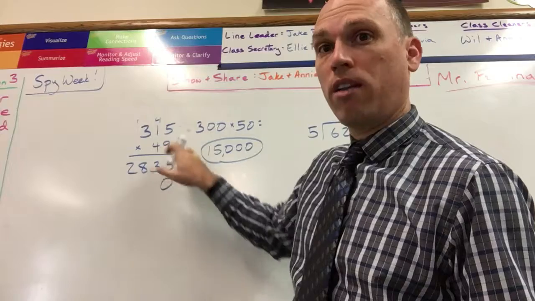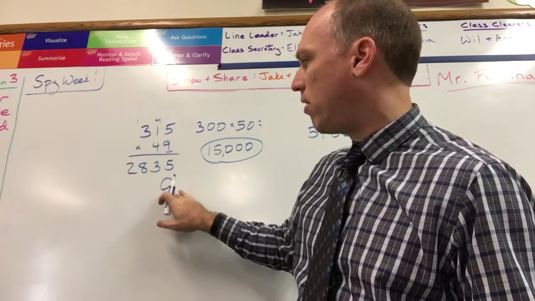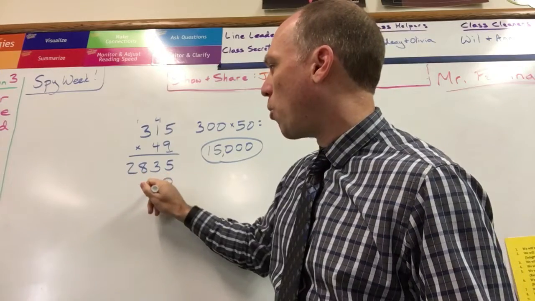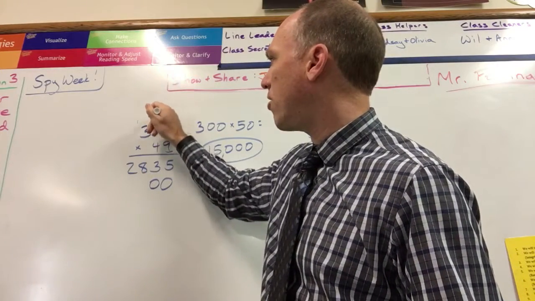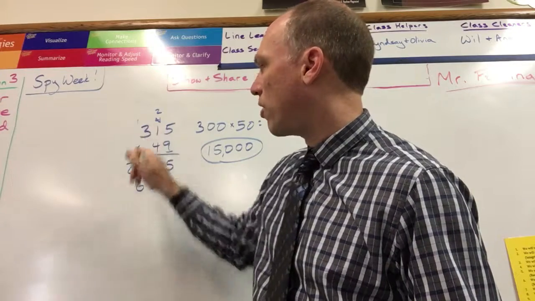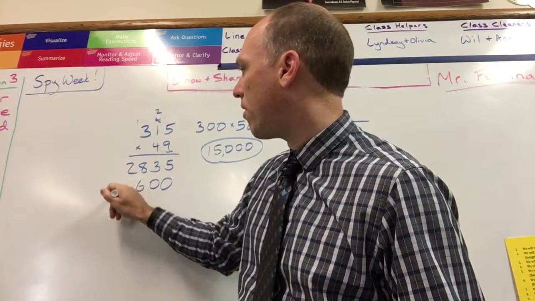Since it's 40, we're putting our 0 in the 1's place and just multiplying by 4. 4 times 5 is 20. Carry the 2. 4 times 1 is 4, plus 2 is 6. 4 times 3 is 12.